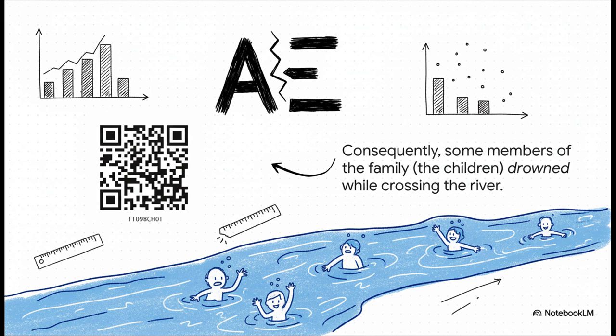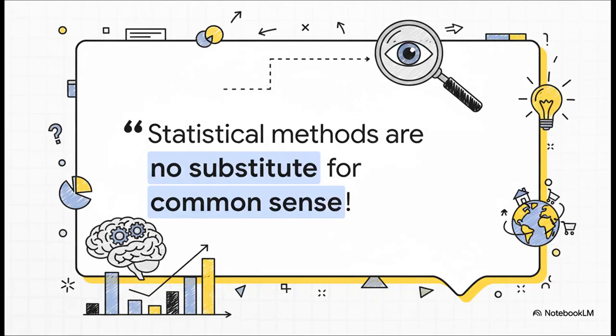But here's where the tragedy happened. The river wasn't the same depth all the way across. There were deep parts and shallow parts, and when they reached a deep part, the 2 small children, whose own height was much less than the family's average, were swept away and drowned. The father's average was correct, but it was dangerously wrong in the real world. So what's the lesson here? It's a really big one. Statistics is an incredibly powerful tool, yes, but it is never a substitute for common sense. You always have to think about the real story behind the numbers.